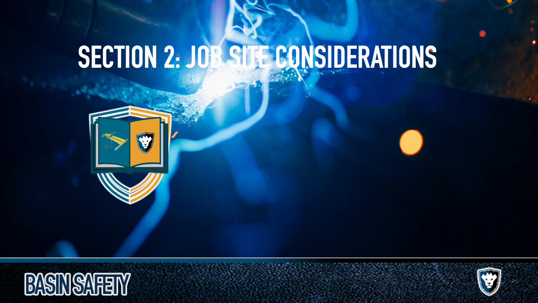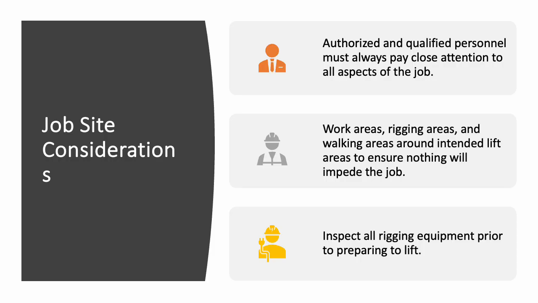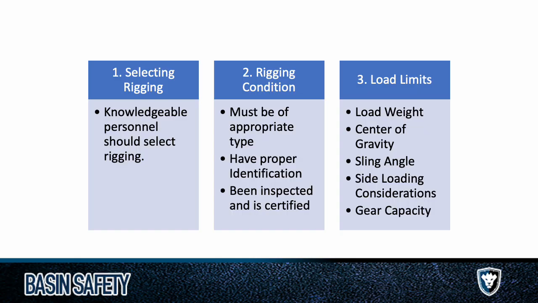So job site considerations is first. We need to make sure that authorized and qualified personnel are the ones that are rigging equipment, meaning you do need to have the certification. Work areas, rigging areas, and walking areas around intended lift areas, we need to make sure that nothing's going to impede the job or potentially get run into with the equipment as we're moving it, etc. And all rigging equipment must be inspected prior to rigging it up.